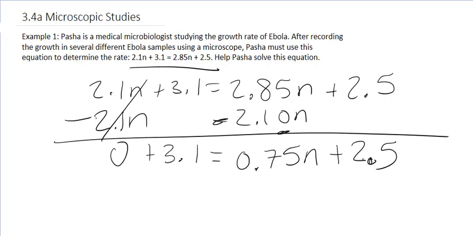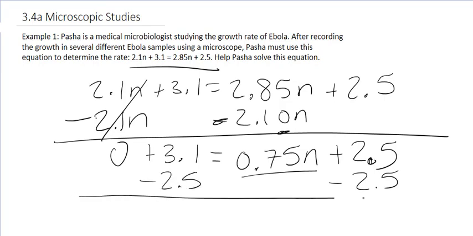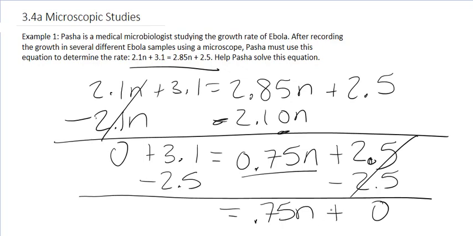So now the next step will be to get n by itself. So let us subtract 2.5 to both sides. So this becomes 0. And then the right hand side has 0.75n. Now the left hand side, 3.1 minus 2.5.